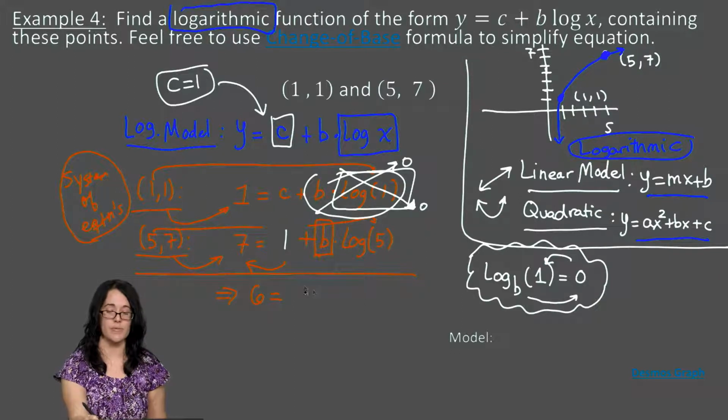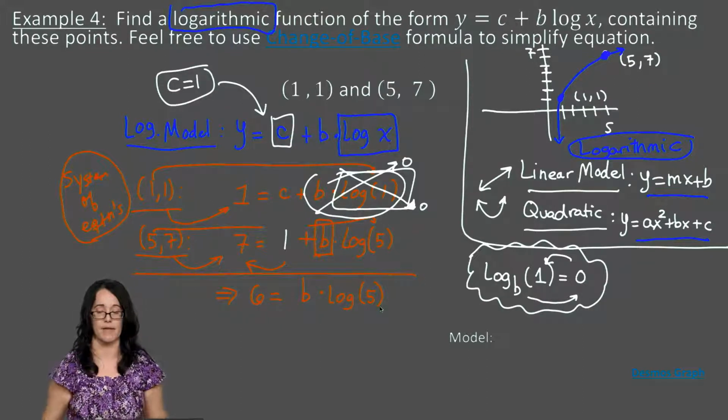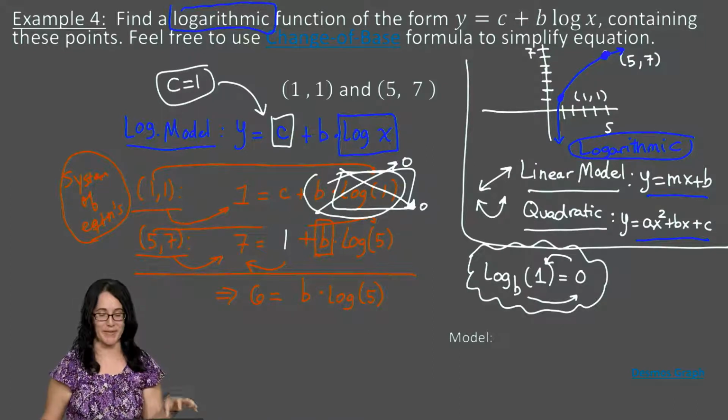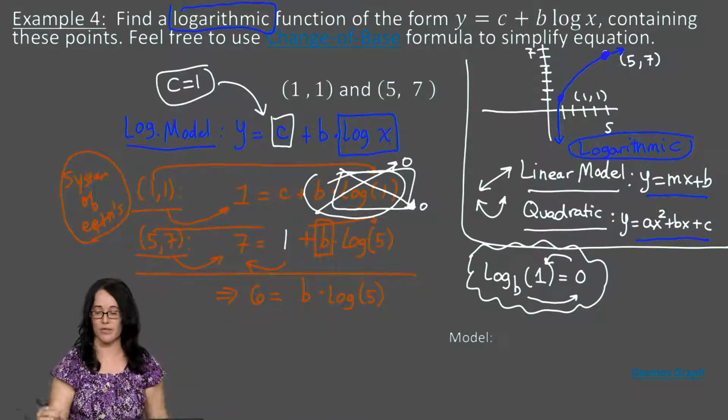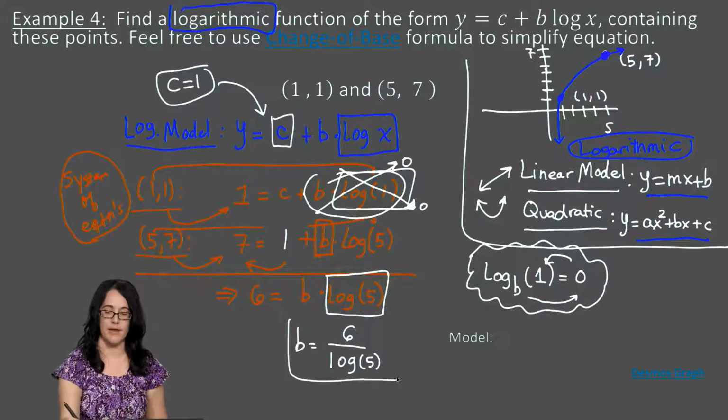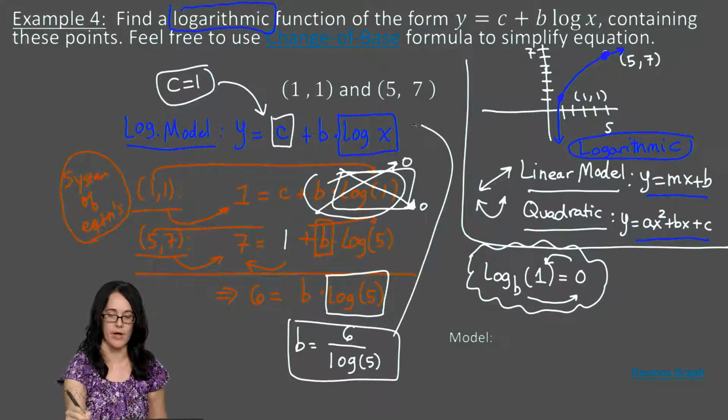So 6 would equal just positive b times the logarithm whose base is 10 and whose argument is 5. So log base 10 of 5. Finally, I could get b by itself by undoing multiplication on both sides using division. So dividing both sides by whatever is touching b, since I'm isolating b, I would get that b must equal, you see it? Yep, it's 6 over log base 10 of 5. So now I have my b as well.